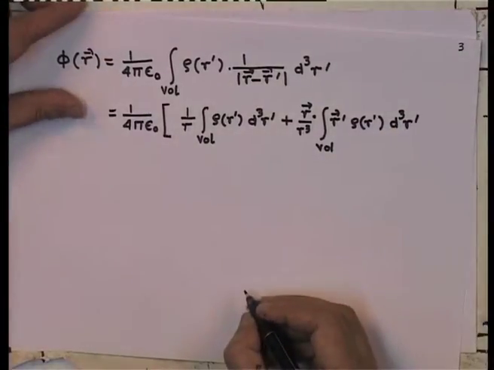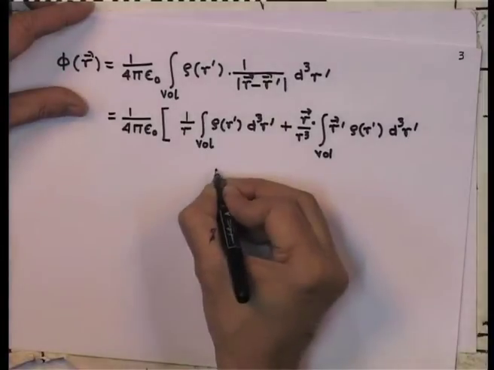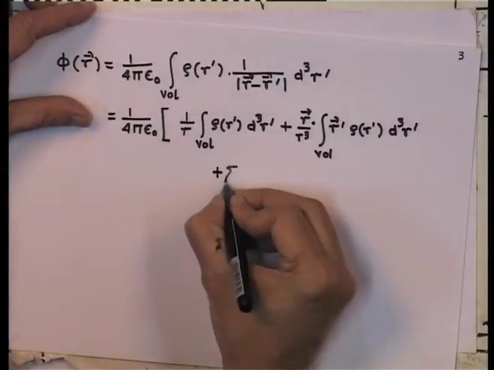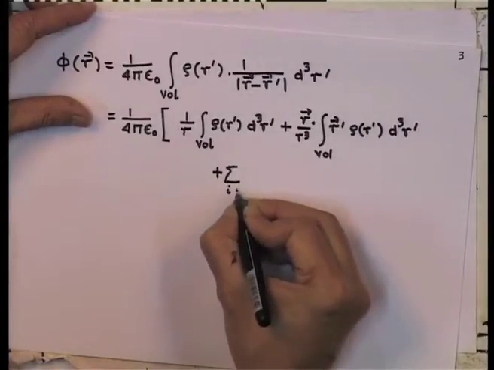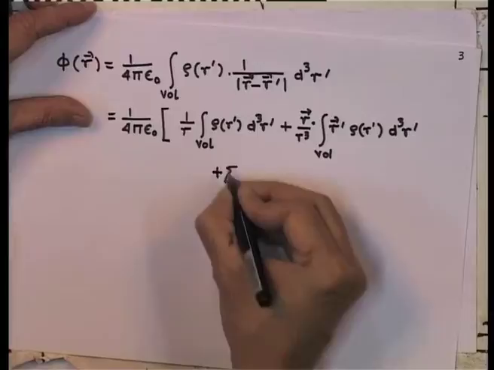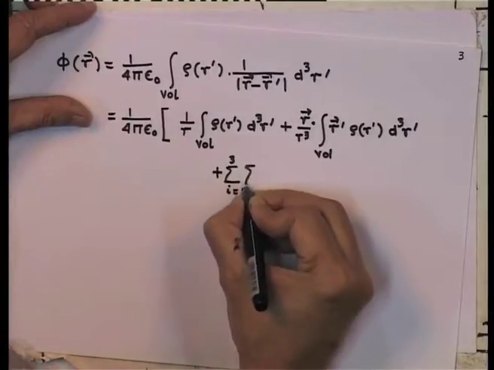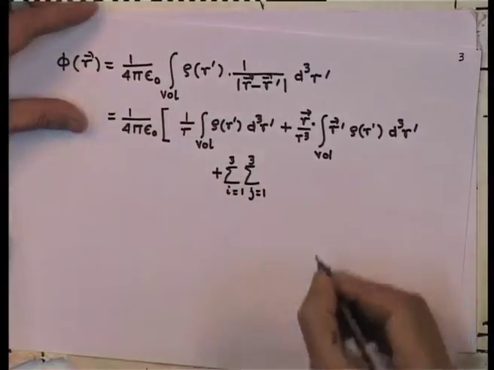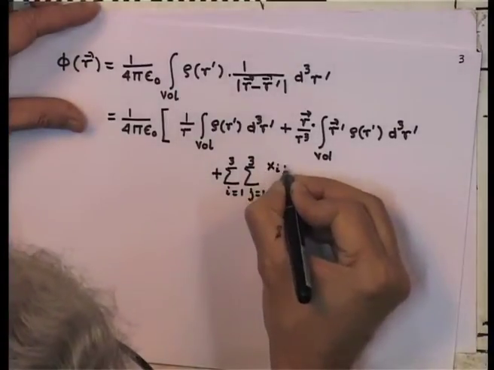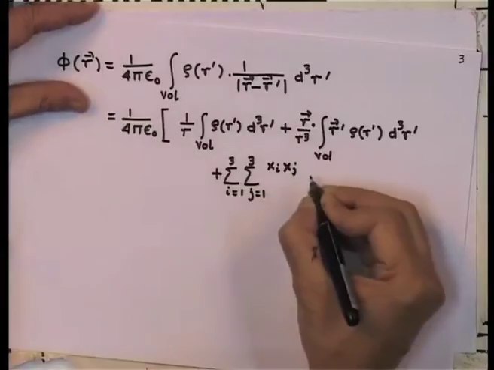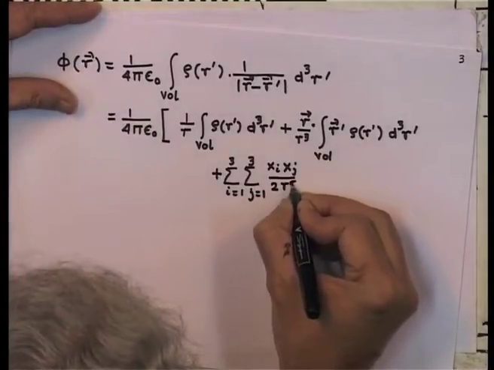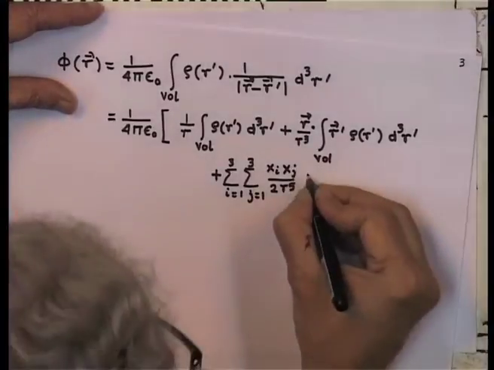This is the second term, and let me write down the third term, which we have just now written in a very symmetric fashion. We said sum over i equal to 1 to 3, sum over j equal to 1 to 3, x_i x_j divided by 2 r to the power 5, and integral over the volume.